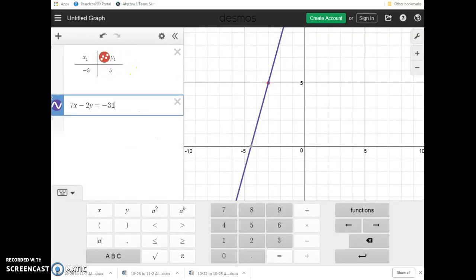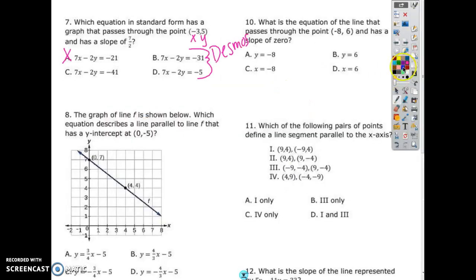Okay? So let's check C, which is 7x minus 2y equals negative 41. Oh, that one doesn't go through it. Okay? So then let's check the last one. D, 7x minus 2y equals negative 5. And that one also doesn't go through it, so it's going to be B, the one that we said. Okay? So now let's go to number 8.